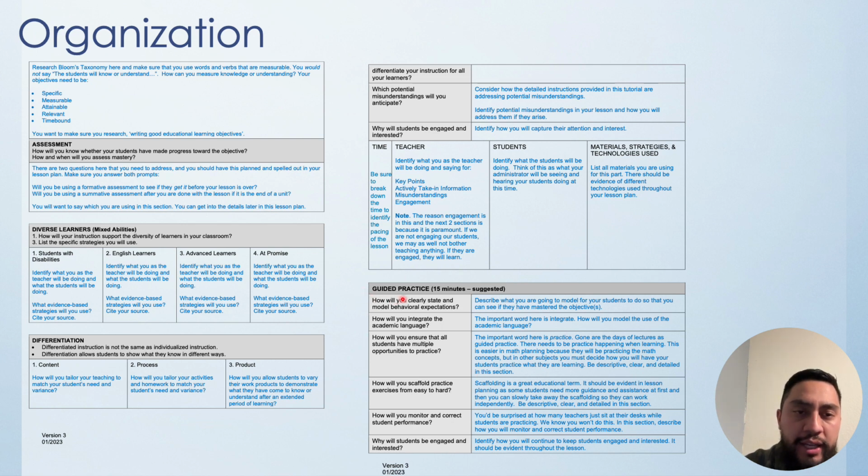Also, we have a guided practice. Right here in the guided practice next to it, we have a 15-minute suggestion. I feel that's important because it's another layer of organization that helps teachers know how long they need to spend in each of the categories.